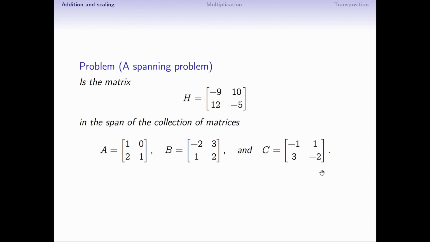It makes perfect sense to think of scaling this matrix by some scalar little a, scaling this by some scalar little b, and scaling this by some scalar little c, and then adding them together and asking whether or not I can contrive some choice of scalars so that that linear combination produces this matrix H, so that we can ask the same kind of question that we did for vectors. In this case, is the matrix H in the span of the collection of matrices A, B, and C?